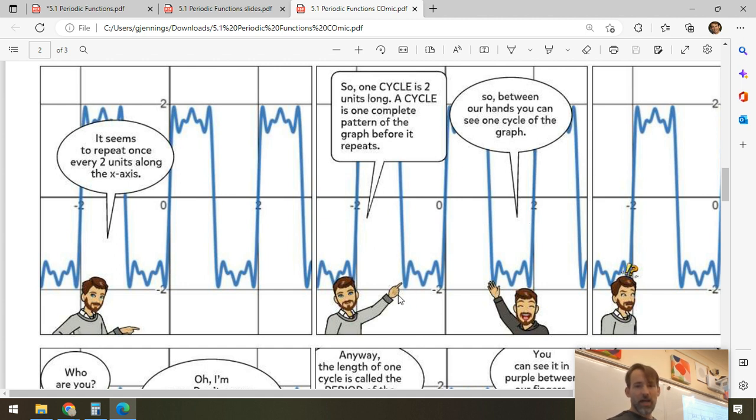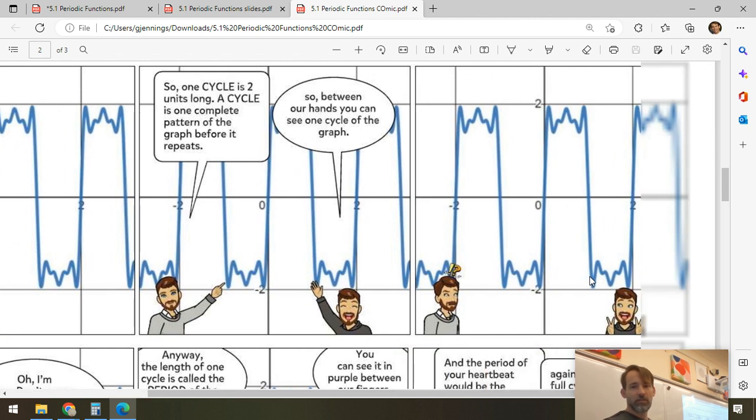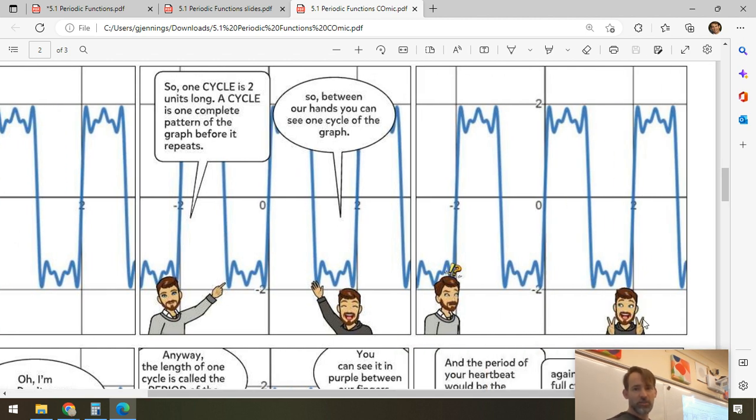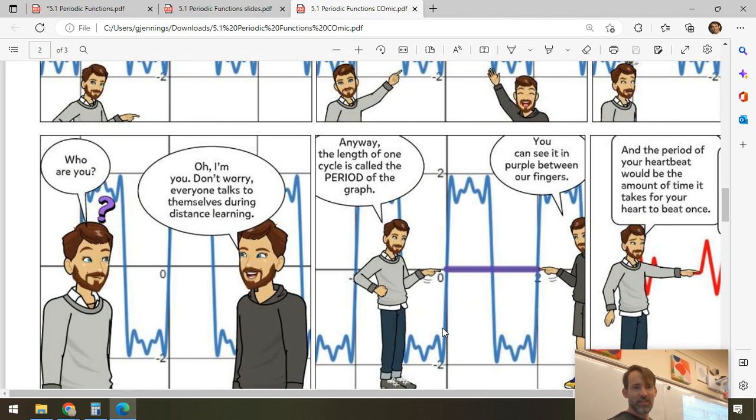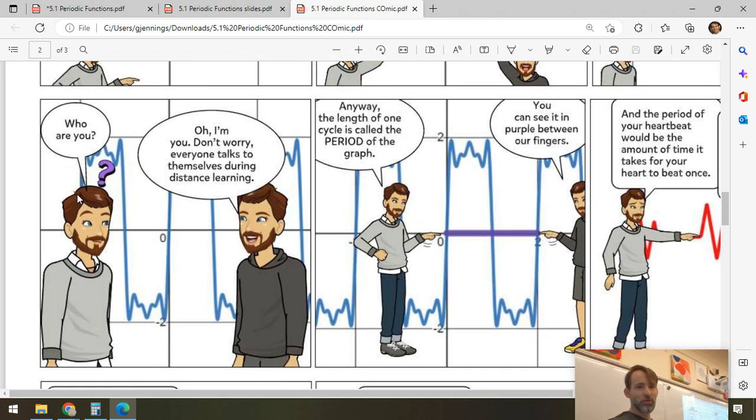So between my hand and my hand over here, you can see 1 cycle of the graph. Huh? I'm a little surprised to see myself. What's going on? And so I ask, who are you? And I say, oh, don't worry, I'm you. Everyone talks to themselves during distance learning. All right, it was a different time, everyone. Everyone went a little crazy, okay?